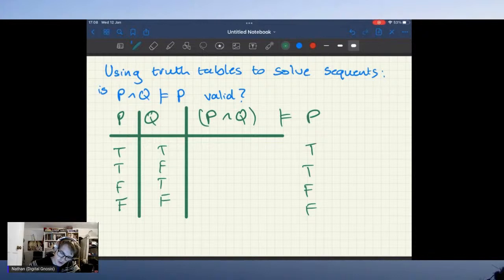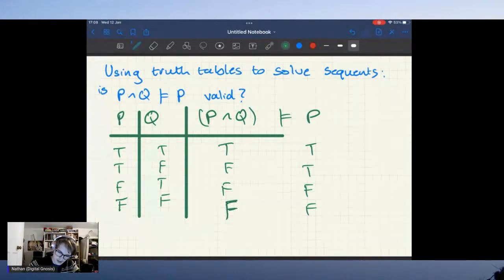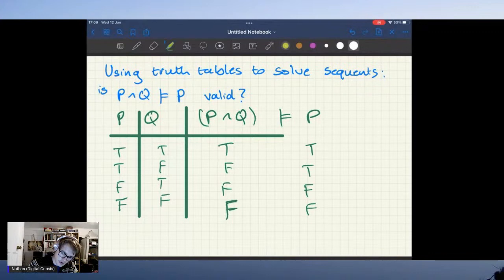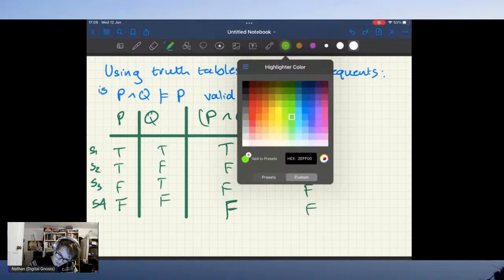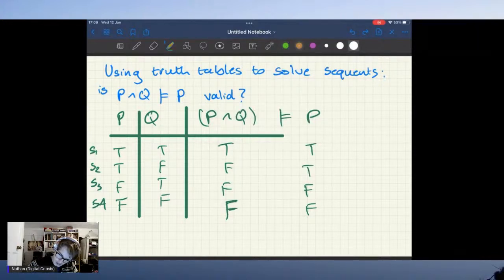So it's true when both of them are true, false otherwise: false, false, false, false. Okay, so now what we're going to do is read across our models. And look, maybe I use a different color for that. Sort of pale greeny. Let's change this one to that. So that's all right.